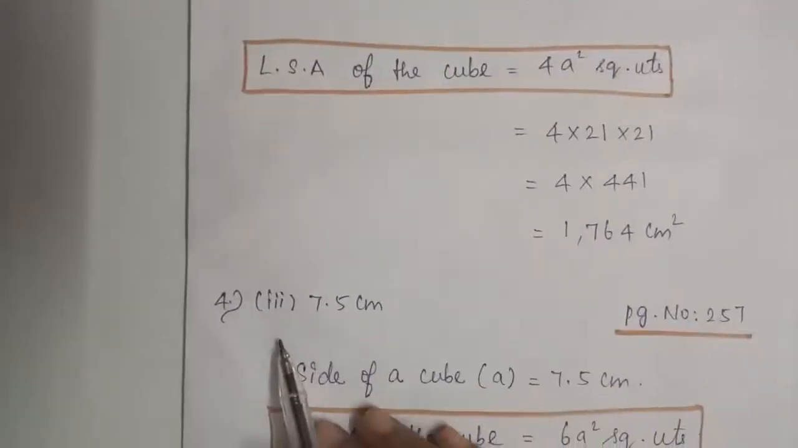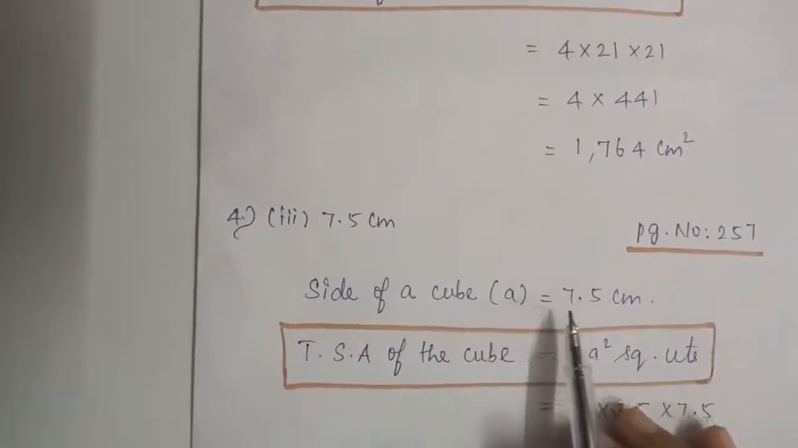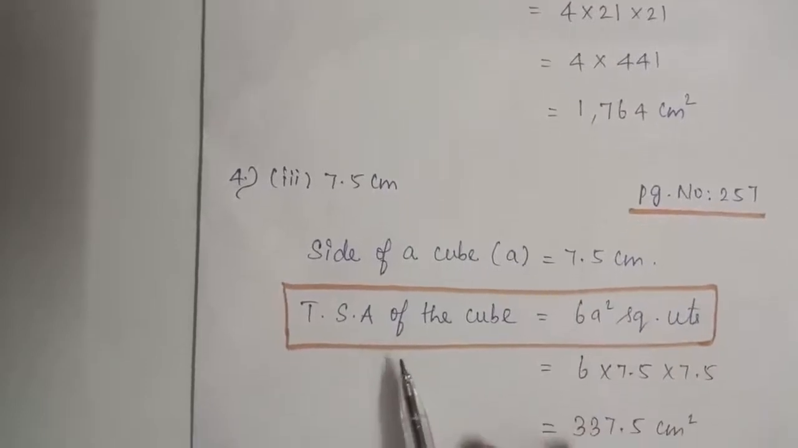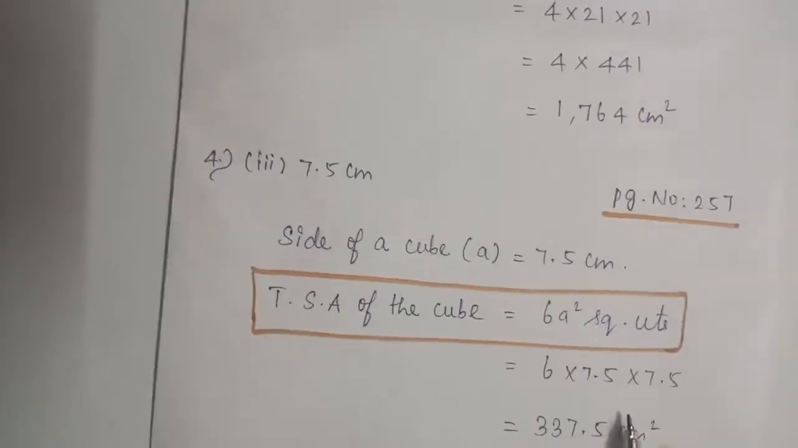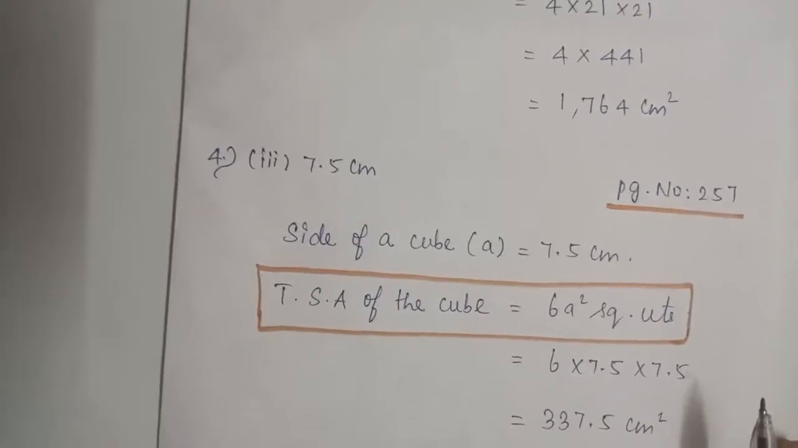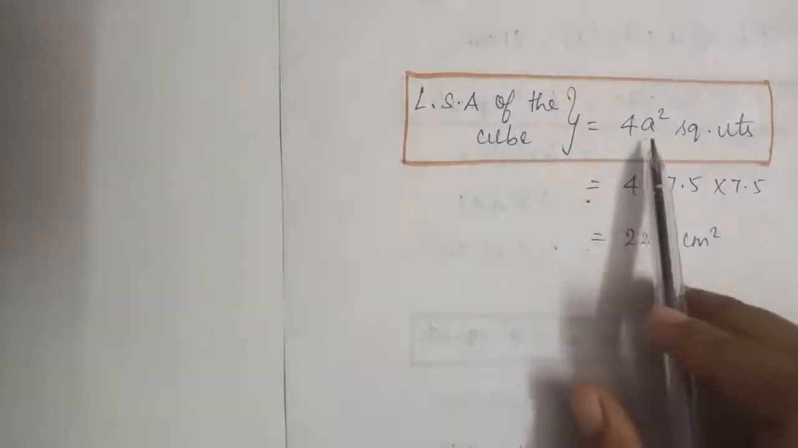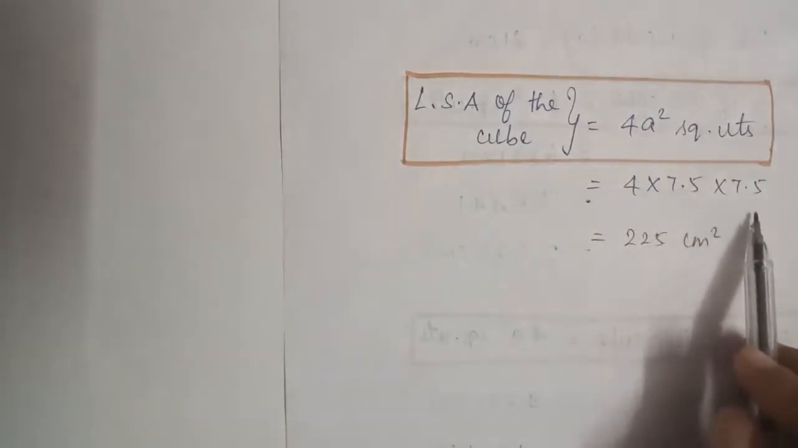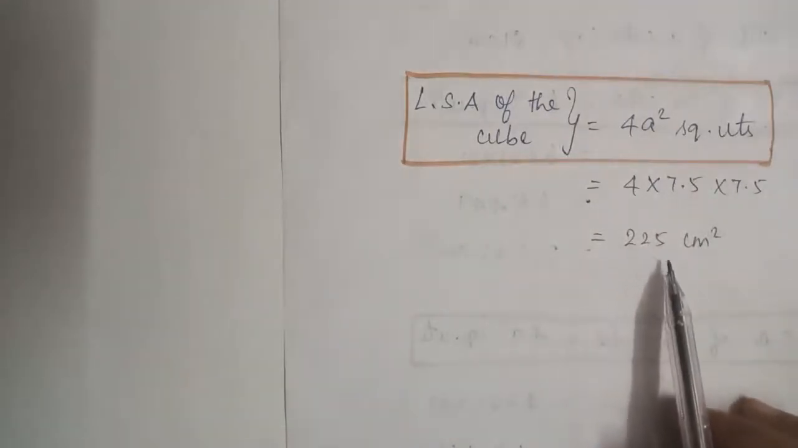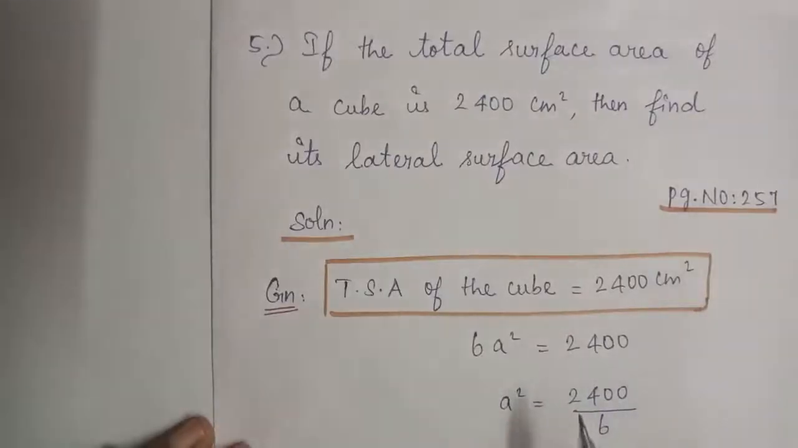Then problem number 4, third subdivision, 7.5 centimeter. So side of the cube A is equal to 7.5 centimeter. Total surface area of the cube is equal to 6A square, which is equal to 6 into 7.5 into 7.5, which is equal to 337.5 centimeter square. Then lateral surface area of the cube is equal to 4A square units, which is equal to 4 into 7.5 into 7.5, which is equal to 225 centimeter square. Problem number 5 in exercise 7.2.